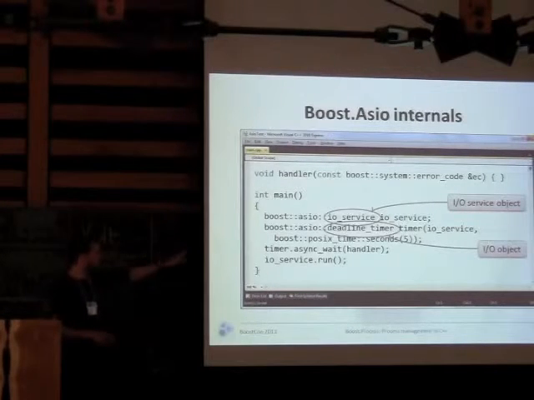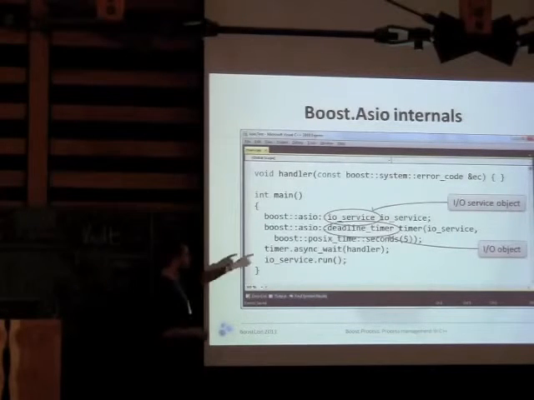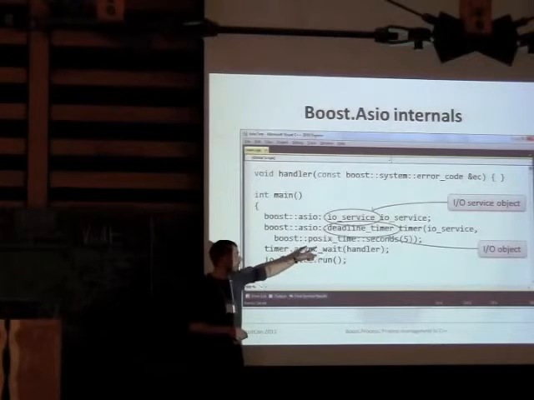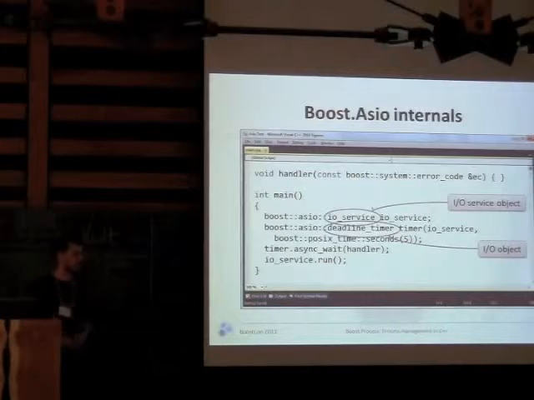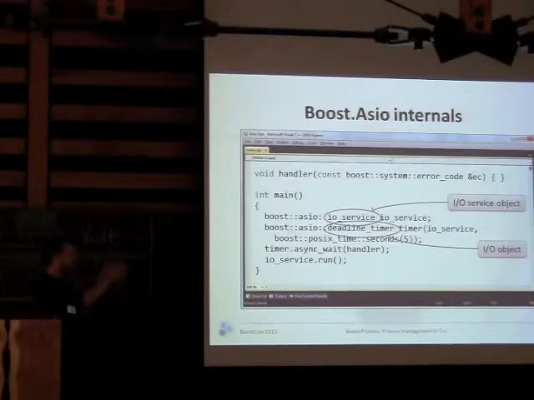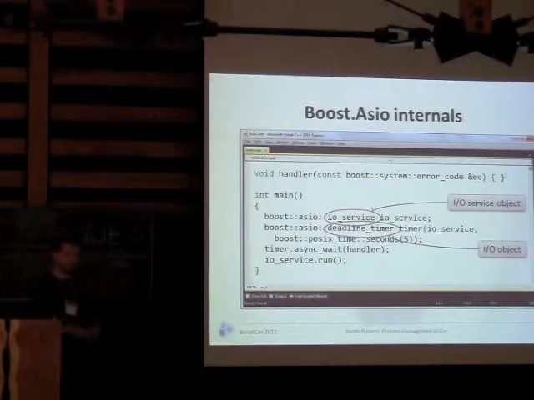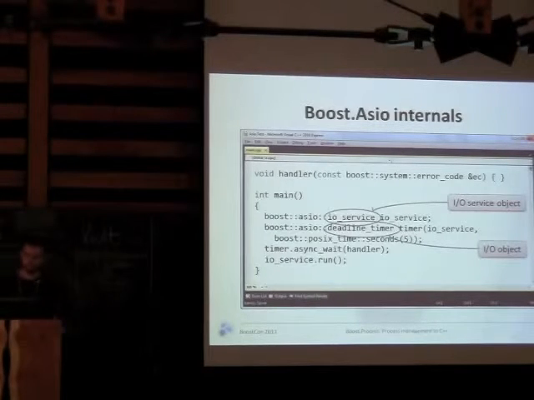Now, if you create an I/O object, like here the deadline timer, you always pass the I/O service as a first parameter to the constructor. And this is not only done with the deadline timer, but with all other I/O objects too. So the deadline timer, the I/O object, does something with the I/O service object. And we need to understand what it does, because we want to create our own I/O objects later. We will also get as a first parameter to our constructor an I/O service object. We need to figure out what's going on now.